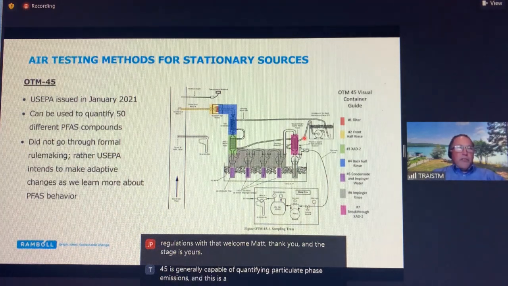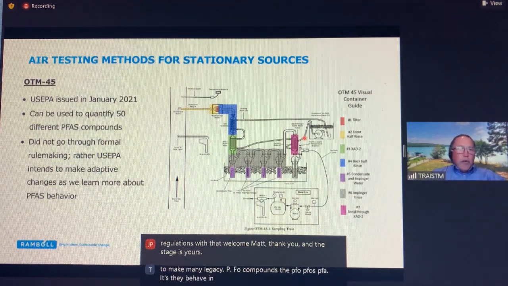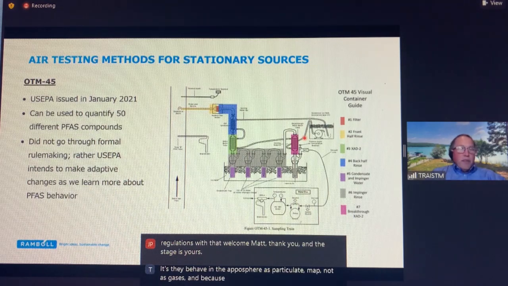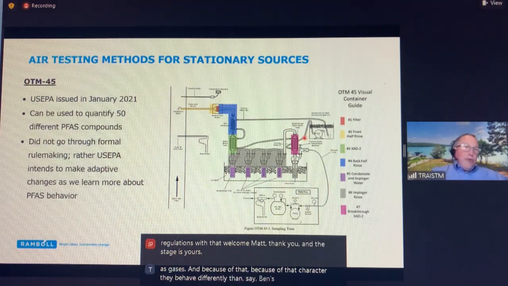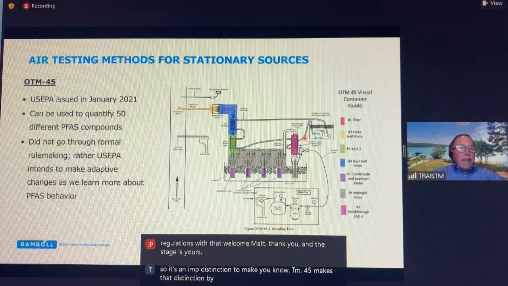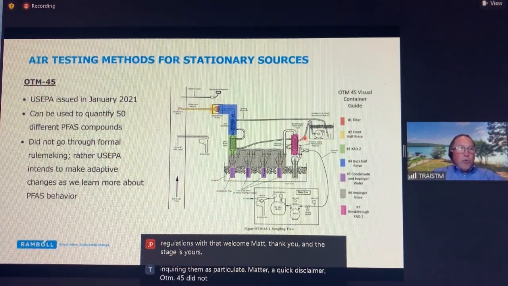And this is an important distinction to make. Many legacy PFAS compounds, the PFOA, PFOS, PFNA, etc., they behave in the atmosphere as particulate matter, not as gases. And because of that character, they behave differently than, say, benzene or toluene in a vapor phase. So it's an important distinction to make, and OTM45 makes that distinction by collecting them and quantifying them as particulate matter. A quick disclaimer, OTM45 did not go through the formal rulemaking process.